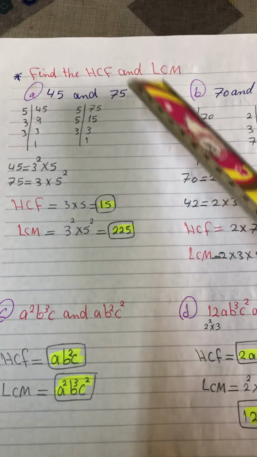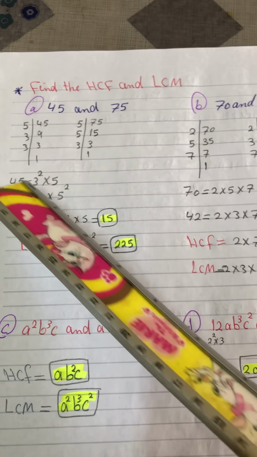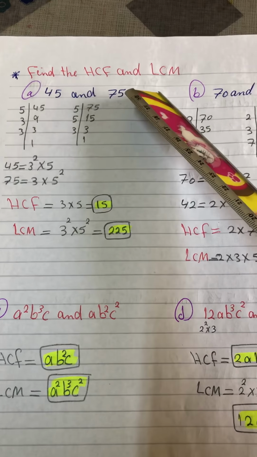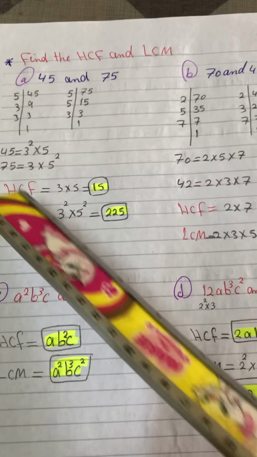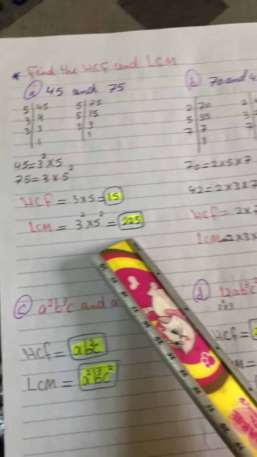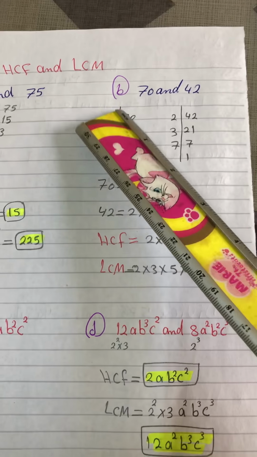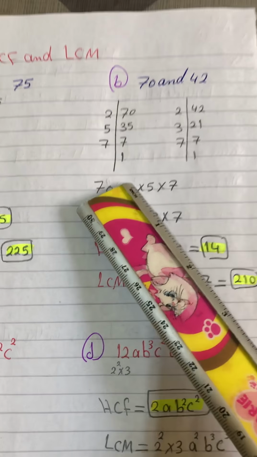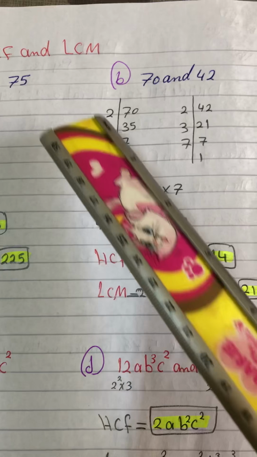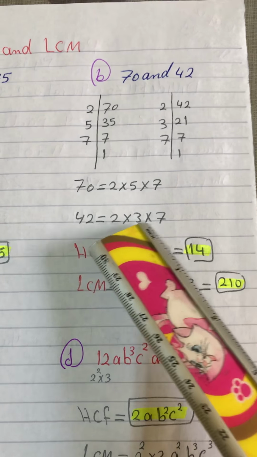To find the least common multiple, I'll take all the factors. What are the factors I have? I have 3 and 5. So 3 times 5 with the highest power. In case of least common multiple, I'll take the highest power. So 3 power 2 equal 9 and 5 power 2 equal 25. That gives me 225. If I want to find the highest common factor between 70 and 42, in the beginning I'll make a prime factorization here. Divide by the prime numbers. So 70 equals 2 multiply 5 multiply 7. 42 will be 2 multiply 3 multiply 7.